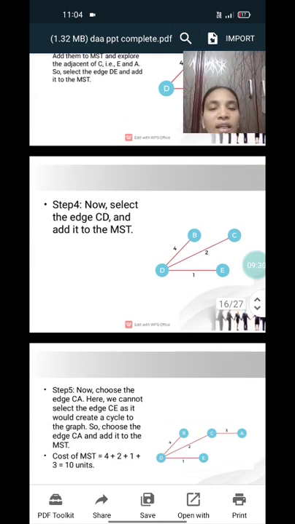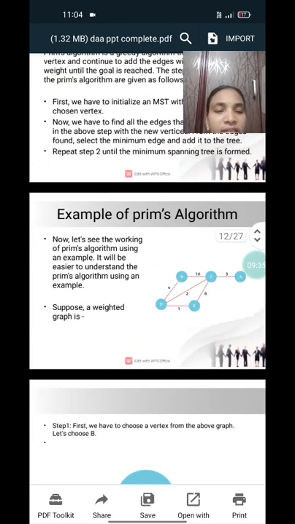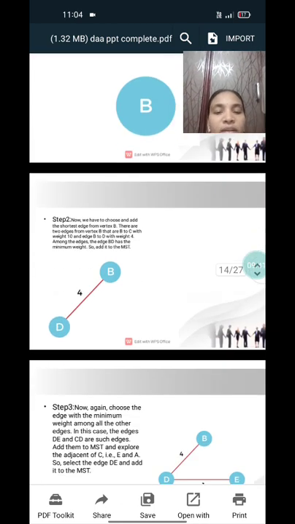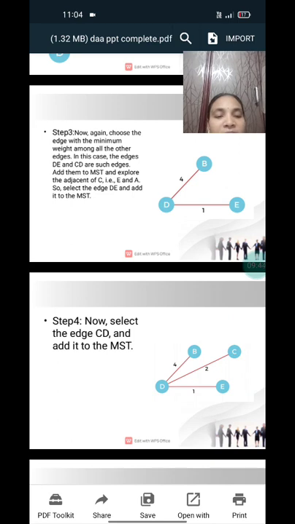Now step 4. Now select the edge CD and add it to the MST. Why have we selected CD? Because after 1, the minimum cost is from D to C. So we have selected CD here and we have drawn it.